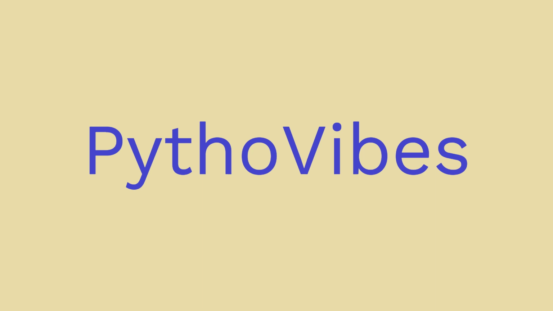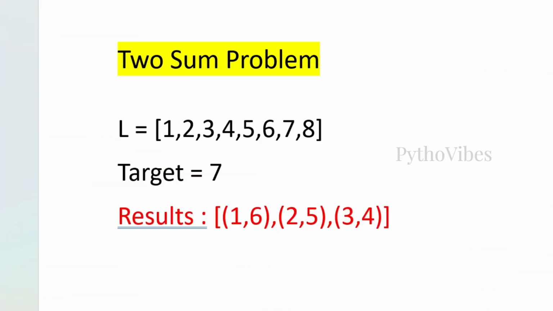Today we are diving into a classic problem that's a favorite among coding interviews and competitive programming challenges, the two-sum problem. Imagine you are given an array of integers and a target sum. Your task is to find a pair of numbers within that array that adds up to the given target. It might sound simple, but this problem often tests your algorithmic thinking and problem solving skills.